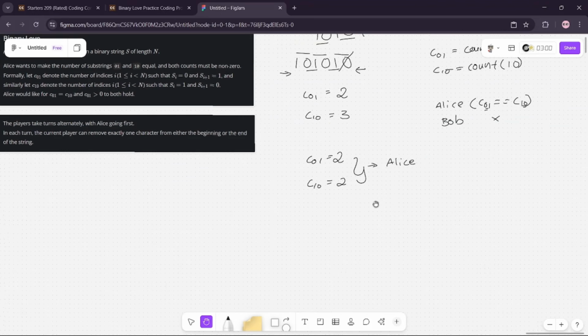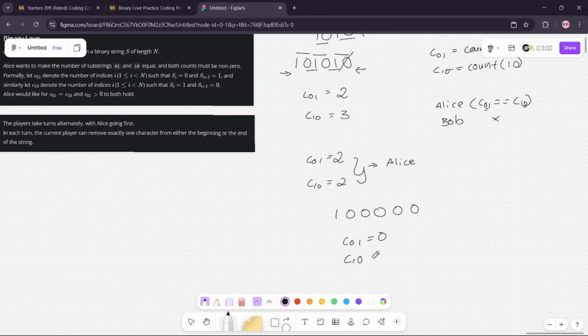Now let's say my given string is 100000. In this case my C01 is going to be 0 and C10 is going to be 1. The question states that both the counts must be non-zero. Alice and Bob can take any number of chances, but by deleting characters we can never increment the counts. So in this case Bob is going to win the game.